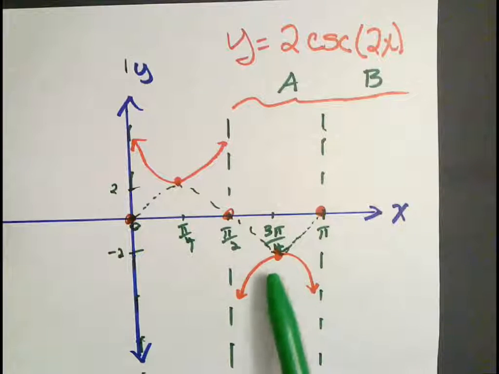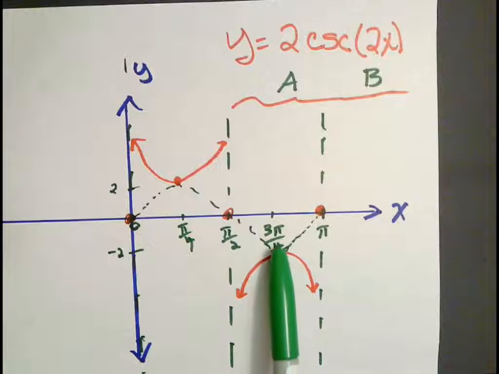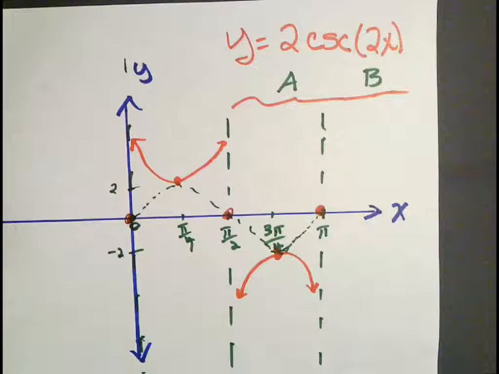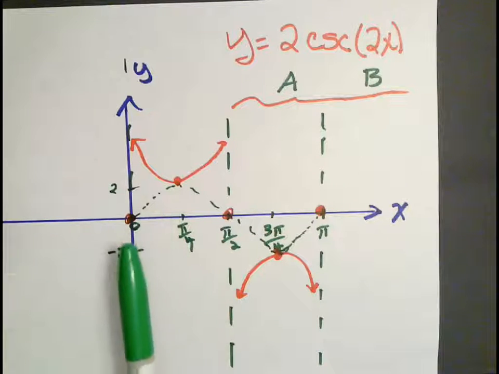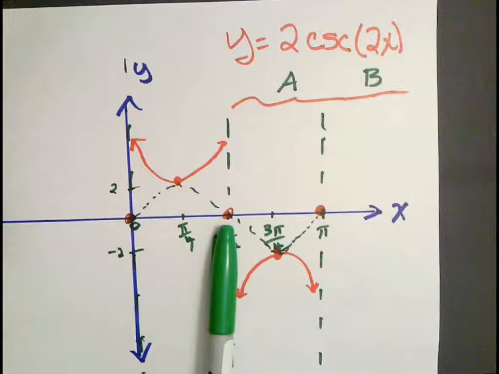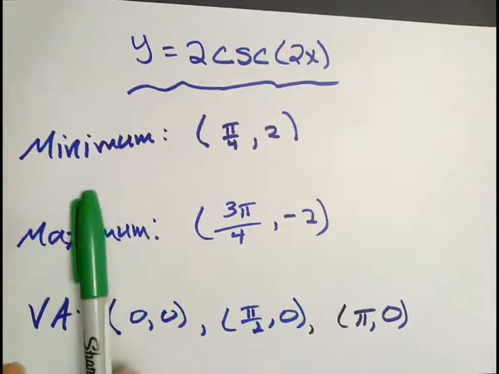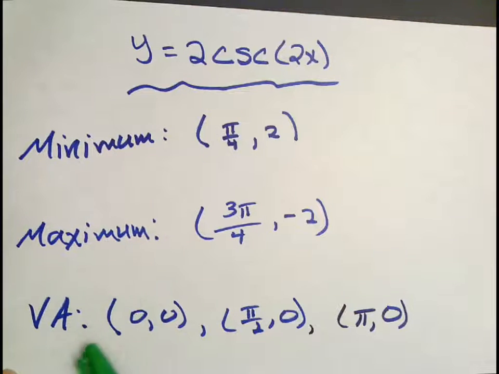We're going to have a maximum. So look at this piece separately. This is going to be the largest y right here. So we're going to have a maximum at 3 pi over 4, negative 2 right here. And again, we have our vertical asymptotes at x equals 0, x equals pi over 2, and x equals pi. And here, I have summed up what I just said about the minimum, the maximum, and the vertical asymptotes.